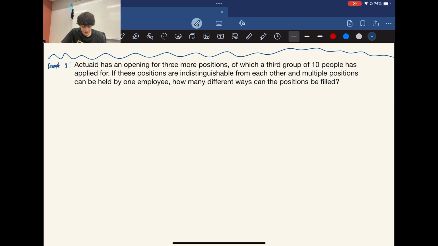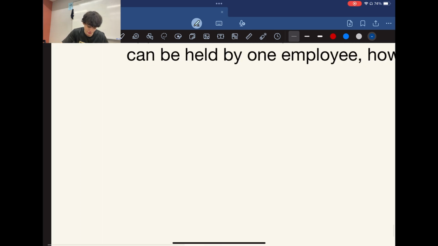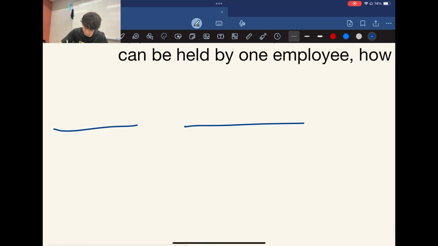So in the final example, Actuate has an opening for 3 more positions, of which a third group of 10 people have applied for. If these positions are indistinguishable from each other and multiple positions can be held by 1 employee, how many different ways can these positions be filled? So very similar wording yet again for a third time. However, there are some key differences which can be shown in 3 lines.